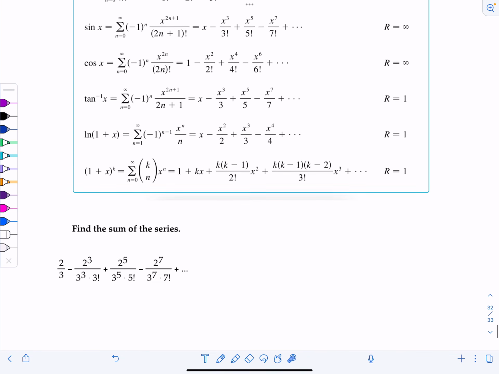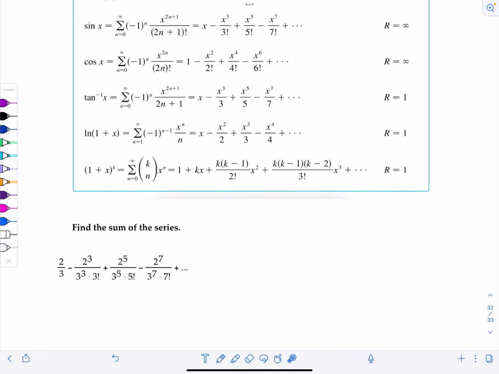Why it would be good to memorize these. Look at the pattern here. Find the sum of the series. I told you in the very beginning of the video, perhaps you've forgotten, the only time we can find sums of series are if they're geometric, telescoping, or a Maclaurin series. So this is a Maclaurin series, and I can recognize the pattern.